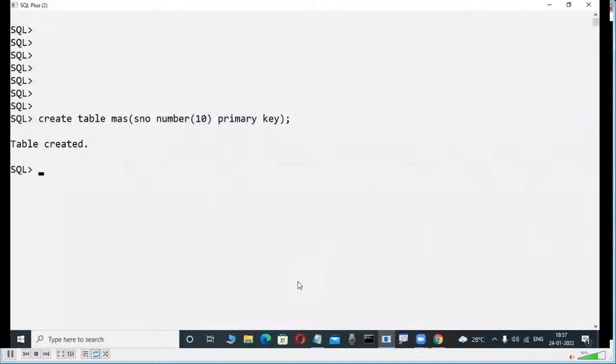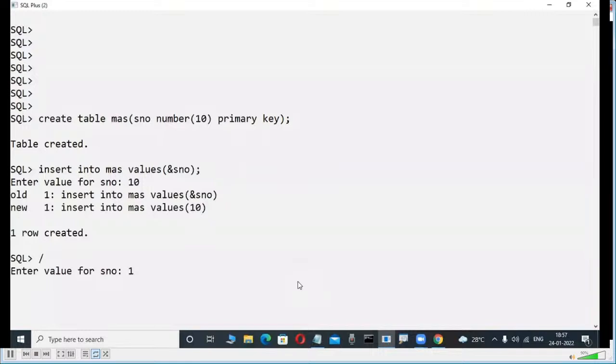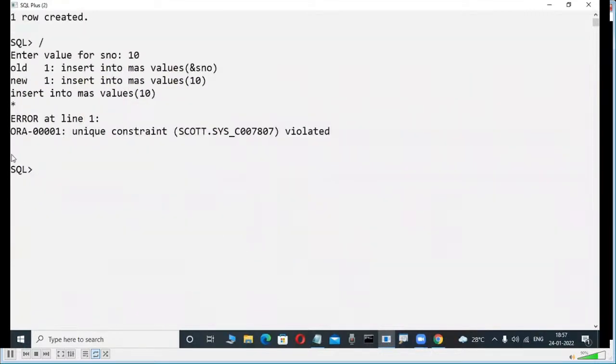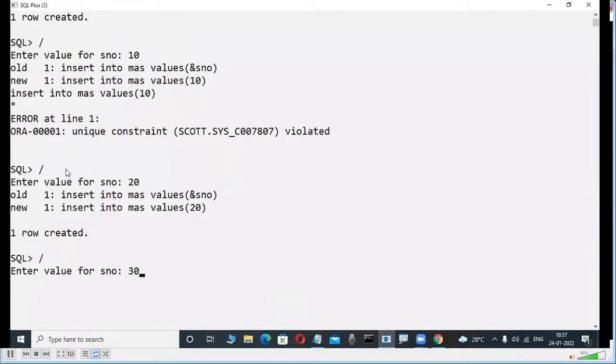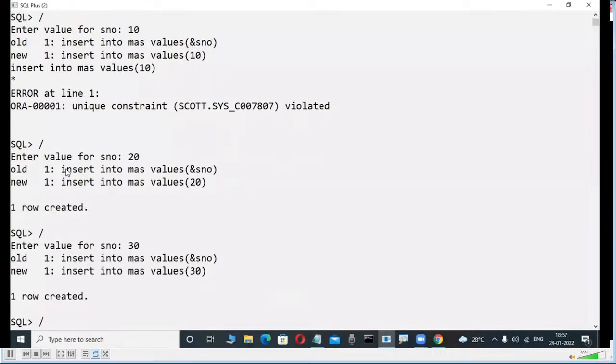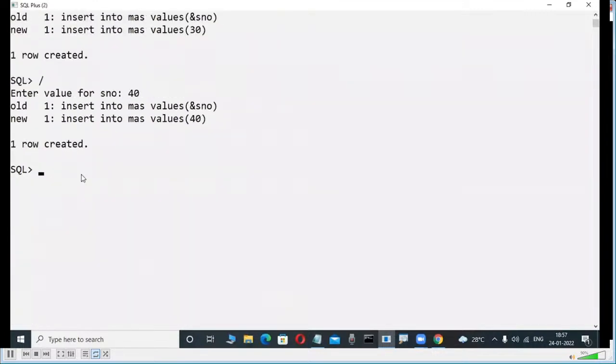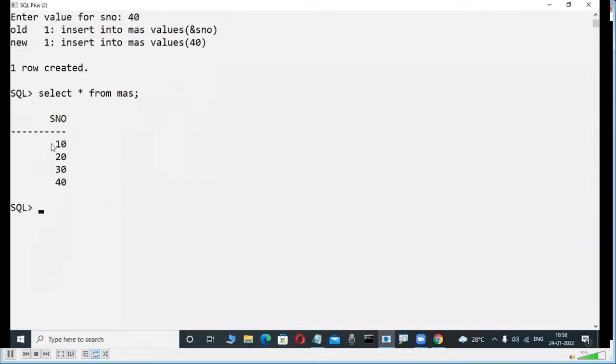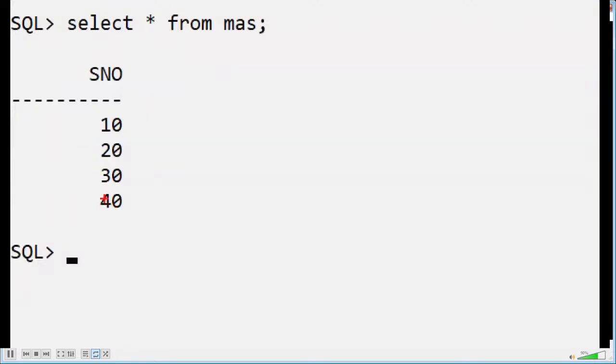Observe here. Now I try to insert duplicate data into the master table. Suppose 10 again, which is not possible. Duplicate is not possible, error. But 10 one time, 20 one time, 30, and also 1, 2, 3 are fine. This is the master table, so select star from master. Observe here, 10, 20, 30, 40 are there or not.